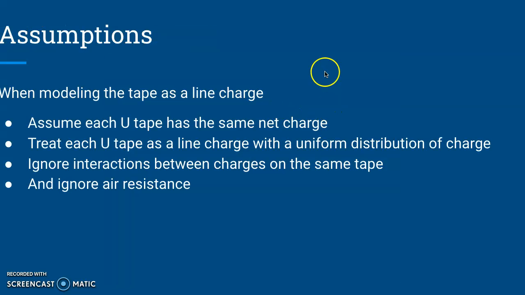Note that in this computational model, we assume that each U-tape has the same net charge, and we treat each U-tape as a line charge with a uniform distribution of charge. We also ignore interactions between charges on the same tape and ignore air resistance.